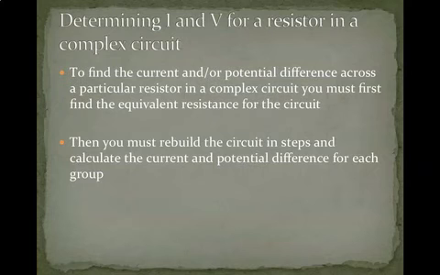If we want to find the current or potential difference across a particular resistor, we have to do all of those steps first to find the equivalent resistance that we just did. Then we have to rebuild the circuit in steps and calculate the current and potential difference for each group. Again, this is stuff you know how to do with series and parallel. It's just putting it together.